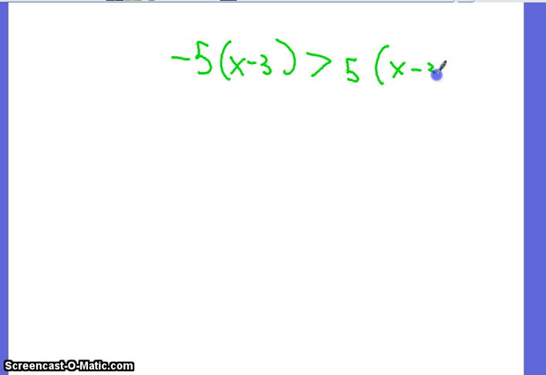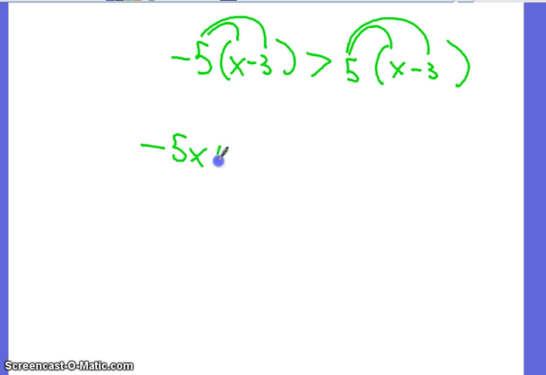So here's another inequality to solve and graph: negative 5 times (x minus 3) is greater than 5 times (x minus 3). This one is a little more complicated. This one's going to involve a little bit more stuff. So our first step is to use the distributive property. The negative 5 has to go to these two, and the 5 has to go to these two. So that is negative 5x plus 15 is greater than 5x minus 15.